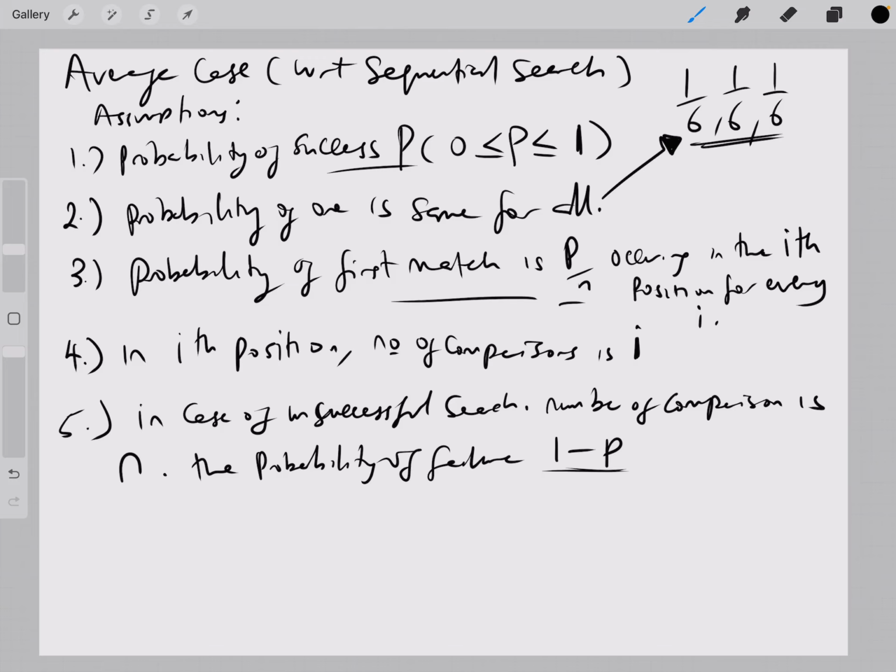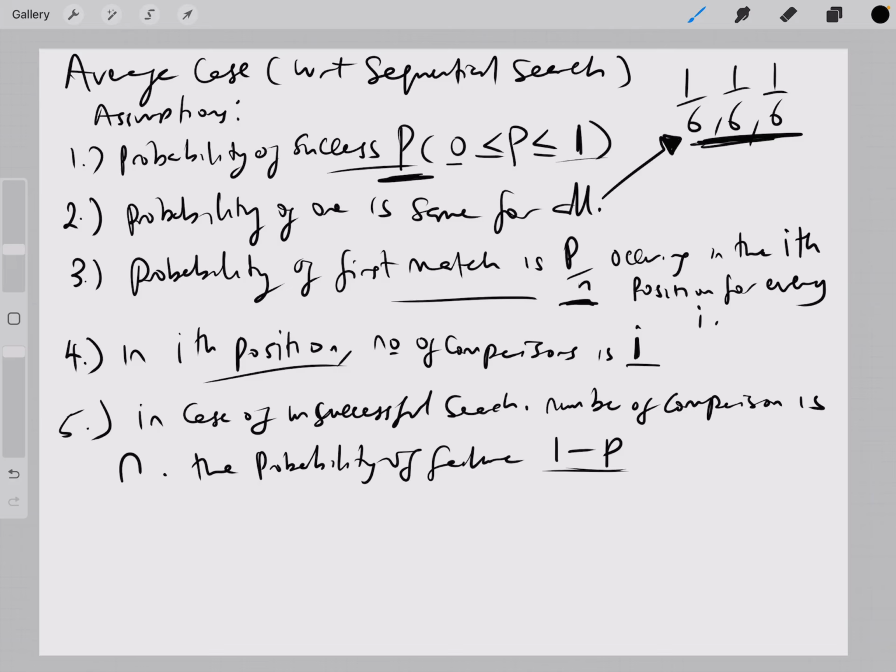We know that the probability of success is p, and p can be equal to 0 and p can be 1. So the probability of the first match out of everything is, as with 1 over 6 for the die, we don't know the amount of numbers, so we are saying n. So p over n, that's the probability of the first match. And then in the ith position, let's say in the 6th or 7th position, how many comparisons will have occurred? i. If we are already at the 7th element, it means that 7 comparisons have occurred.